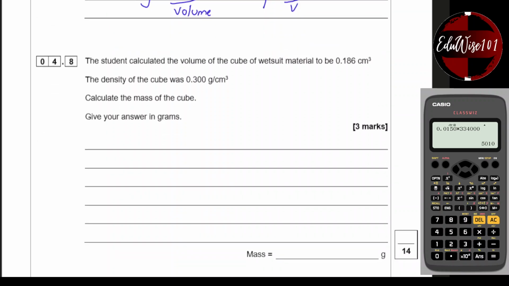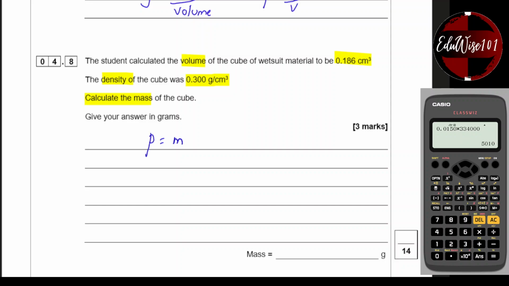The student calculated the volume of the cube of wetsuit material to be 0.186. So the volume is 0.186. The density of the cube is 0.3 gram per centimeter cube. Calculate the mass of the cube. Give your answer in grams. So we'll have to use the equation that we wrote on the top.